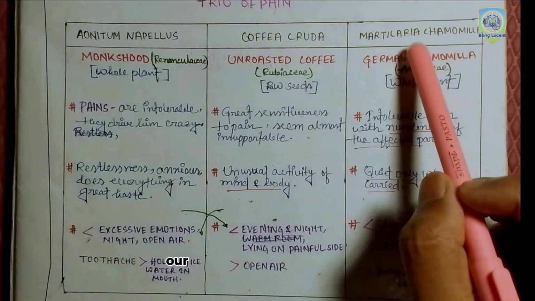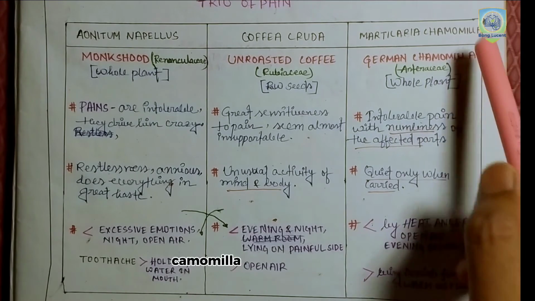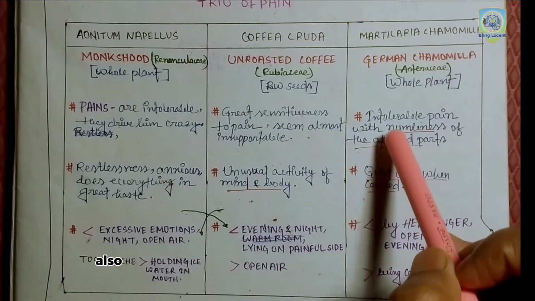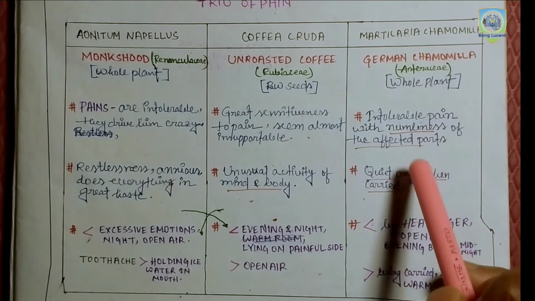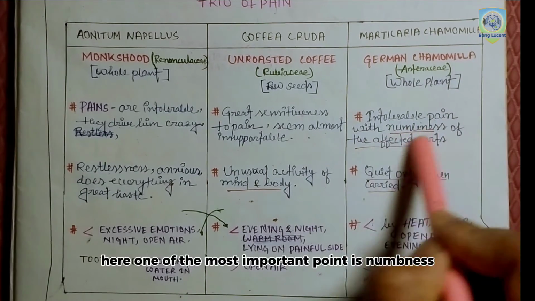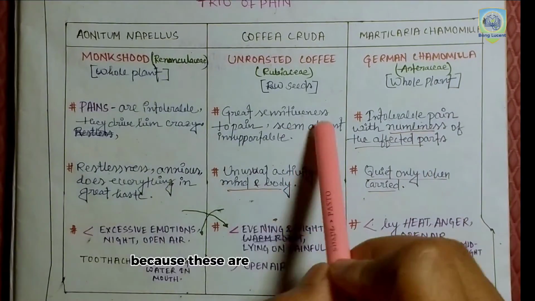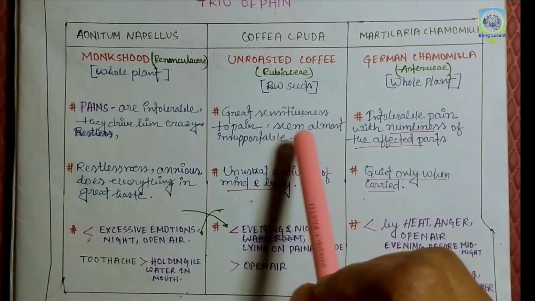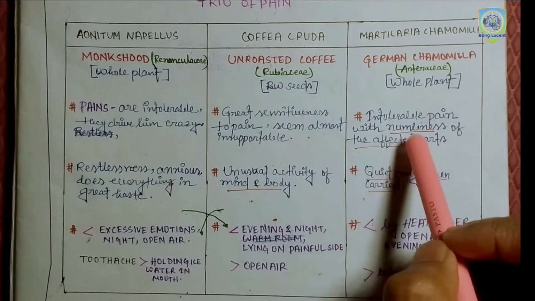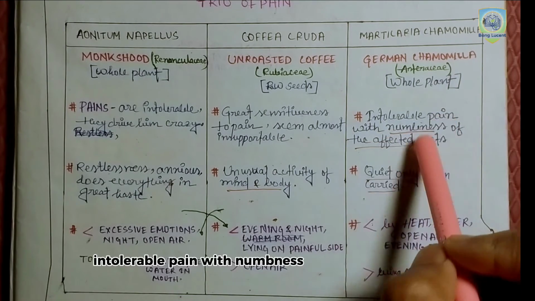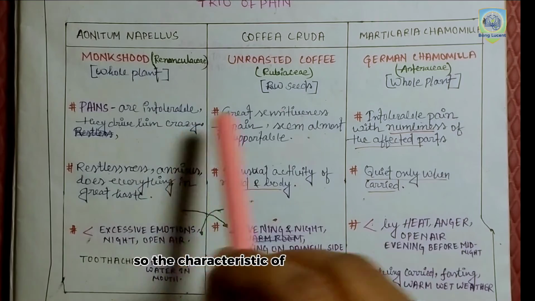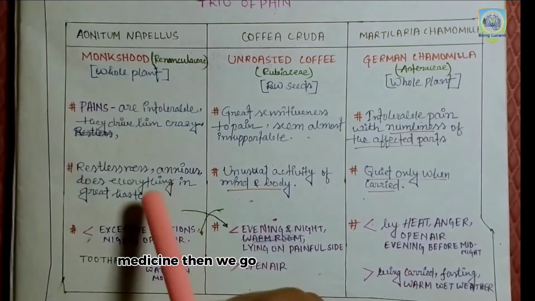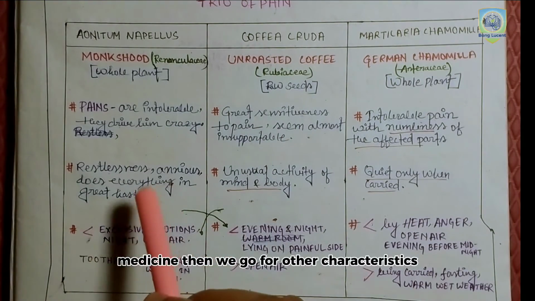Or on the other hand, in Matricaria chamomilla, you can see here also intolerable pain with numbness of the affected parts. One of the most important points here is numbness. So underline the word, because these are the keynote symptoms you must remember. So in chamomilla, intolerable pain with numbness of the affected parts. That is the characteristic of pain of these three medicines. Then we go for other characteristics.